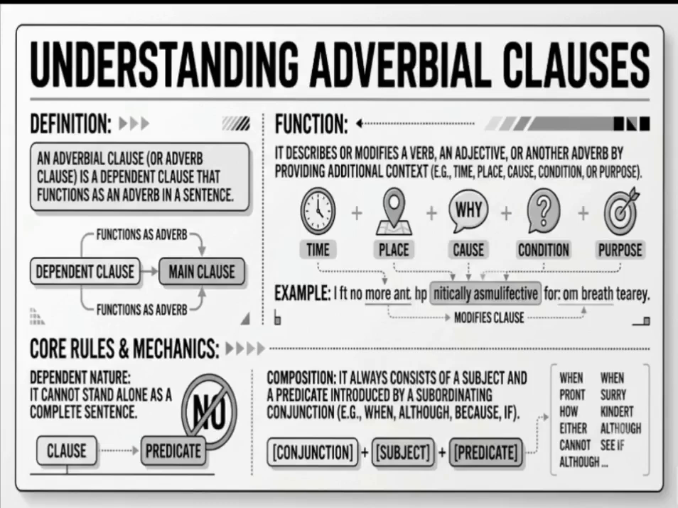An adverbial clause is dependent. That means it cannot stand alone as a complete sentence. If I walked into the room and just said, "because it was raining," and walked out, you'd all be waiting for the rest of the sentence, right? It leaves you hanging. It must attach itself to a main independent clause to make sense.